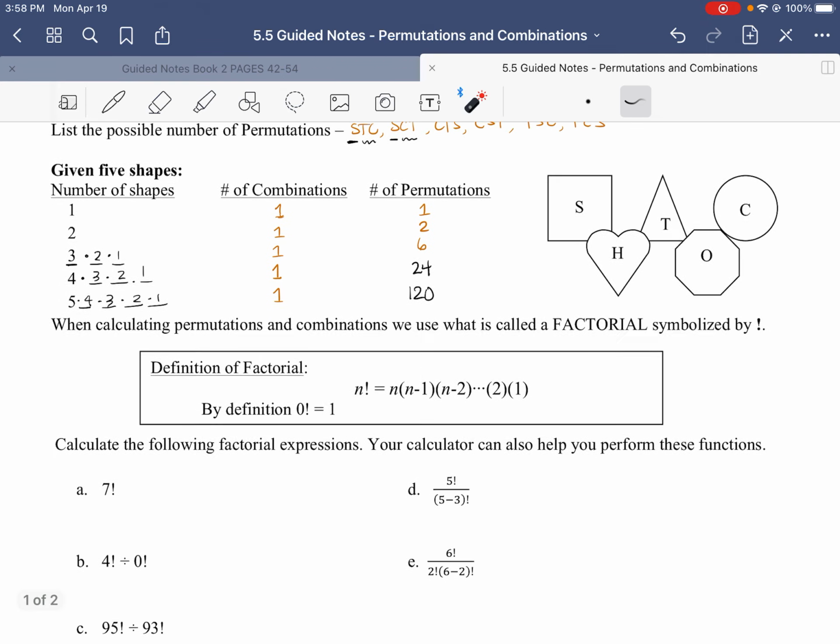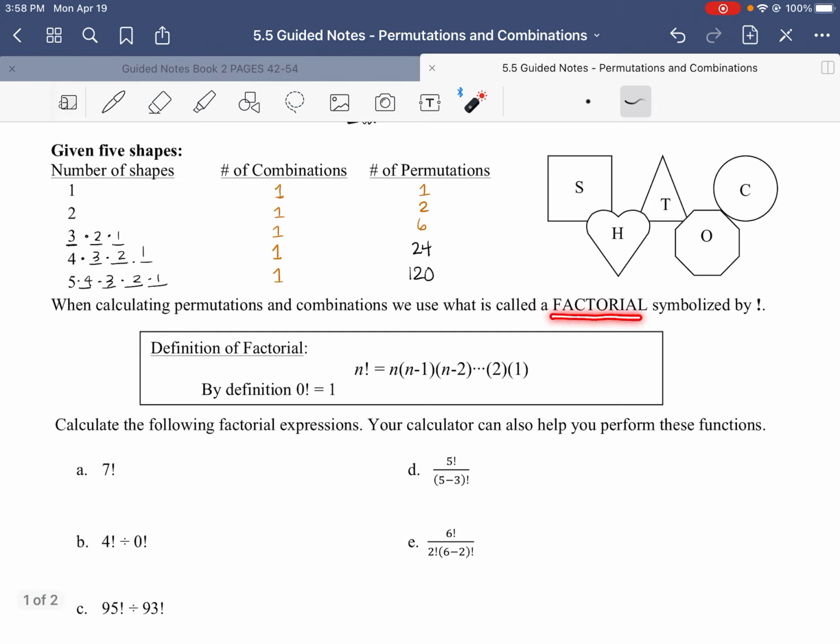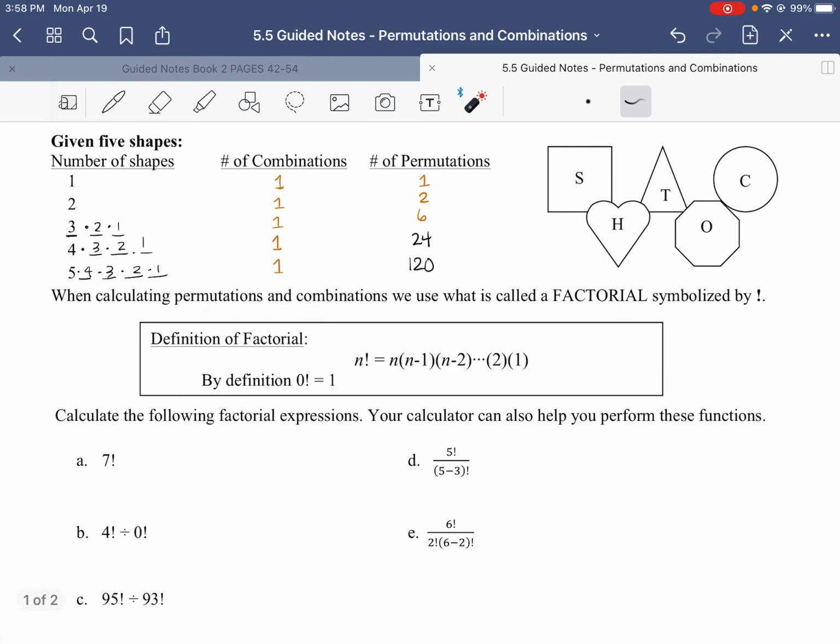Now, permutations and combinations, we use what we call, again, as I mentioned earlier, a factorial. A factorial is symbolized by an exclamation point, which is kind of crazy to see an exclamation point in mathematics. When calculating permutations and combinations, that factorial shows up. So let's talk about what a factorial is so that we can use it in our formulas.